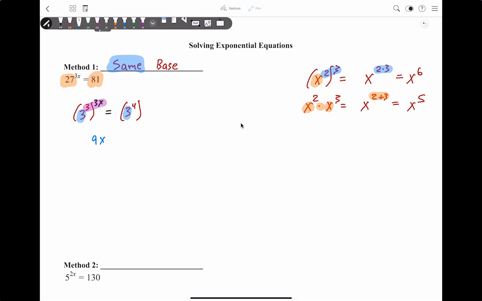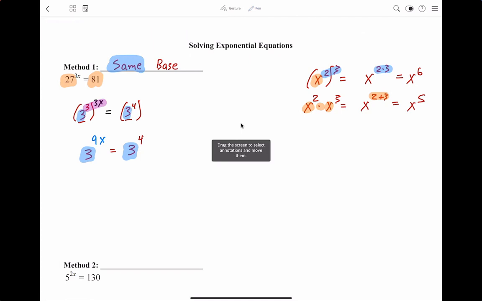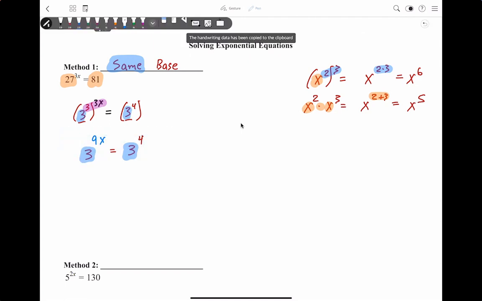And yes, these bases are still 3. So it'll be 3 to the power of 9x is equal to 3 to the power of 4. And this is what we wanted. We wanted the same base, because when the bases become the same, then it becomes negligible. We don't even have to look at the bases per se anymore.